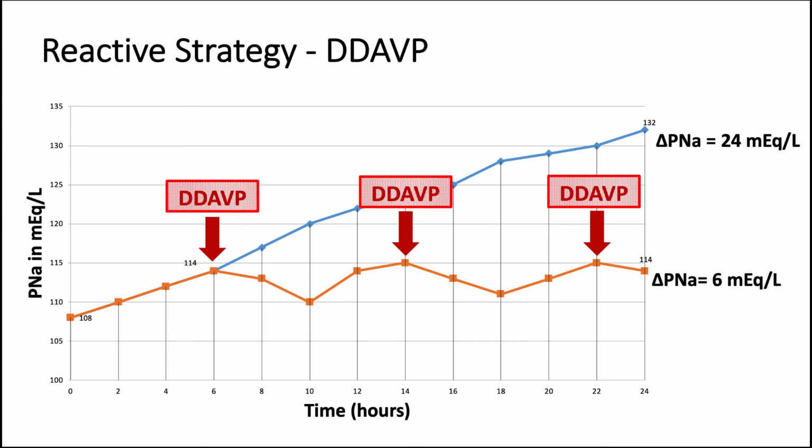Okay. Now, in the second 24 hours, I can go back and use the first approach, the proactive strategy, and continue the slow correction with DDAVP and hypertonic saline. But with this reactive strategy, you are catching the patient a little bit late in the game. If you don't do anything, they're going to cross the limit. But if you intervene by giving DDAVP at scheduled intervals to maintain your sodium at the same level that you already achieved, in this case 6, then you should be fine.